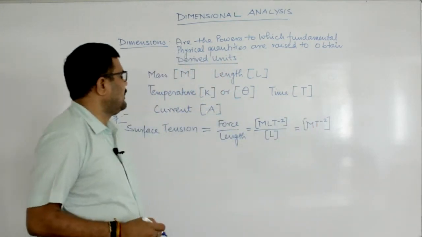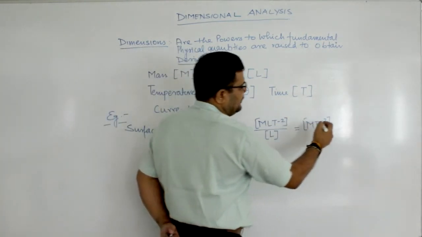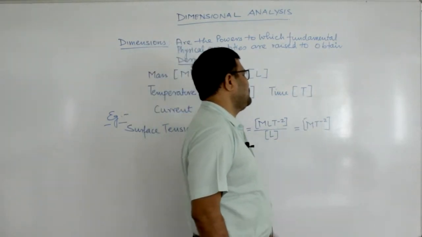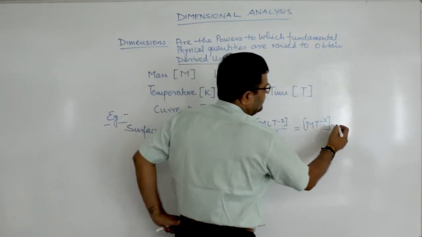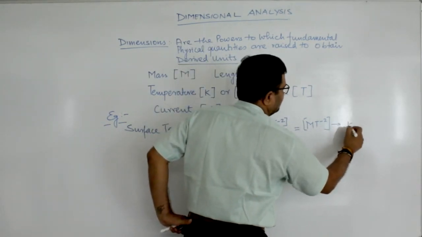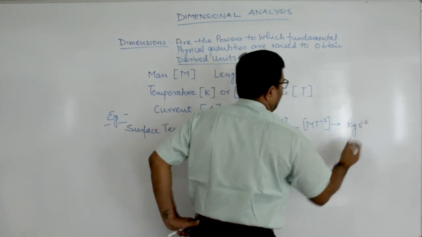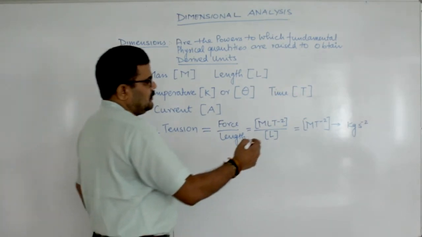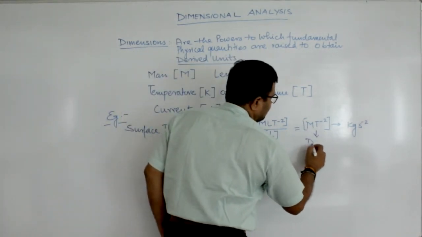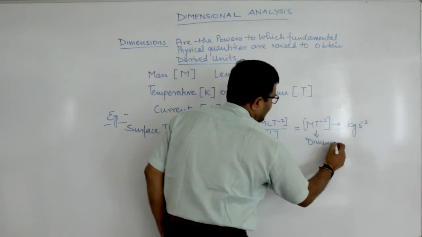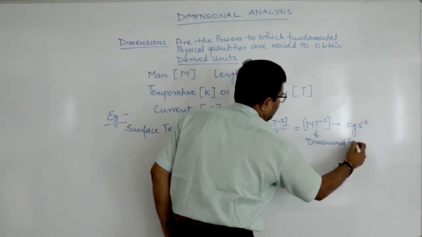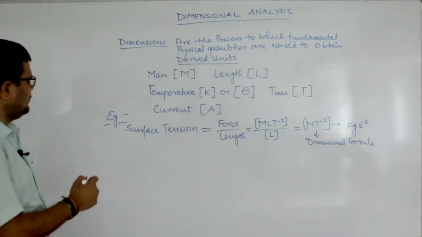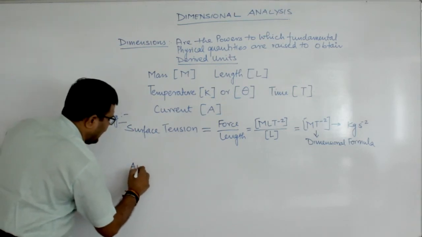This is the dimension of surface tension, and from this dimension you know the power of mass is 1 and power of time is minus 2. So this is dimension, and what is its unit? Unit will become kilogram per second square. This is the unit which we have derived from dimension. So this is known as the dimensional formula for surface tension.